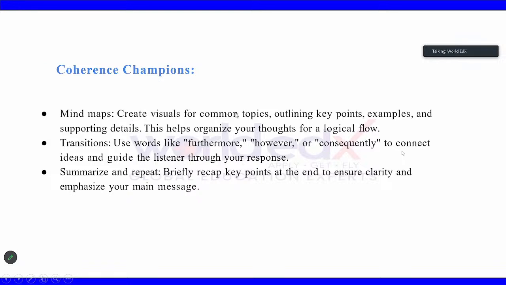Create visuals for common topics in your mind, outlining key points, examples, and supporting details. This helps organize your thoughts for a logical flow. Use words like furthermore, however, or consequently to connect ideas and guide the listener through your response. Summarize and repeat. Briefly recap key points at the end to ensure clarity and emphasize your main message. So by using mind maps, transitions, and summarizing and repeating, you can make the examiner understand what you want to say.